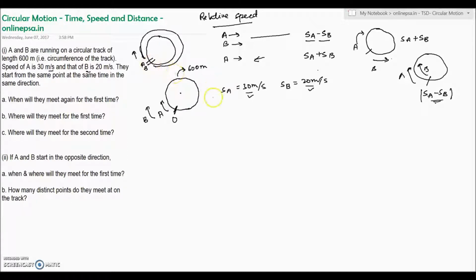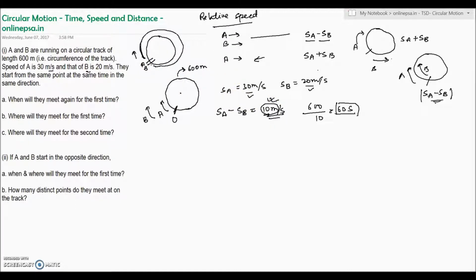So relatively, the relative speed of A will be SA minus SB, which is 10 meter per second. So every second A gets ahead by 10 meter. To cover this entire 600 meter, A has to take 60 seconds. Hope you understand. Every second A tries to catch up with B by covering a distance of 10 meter.